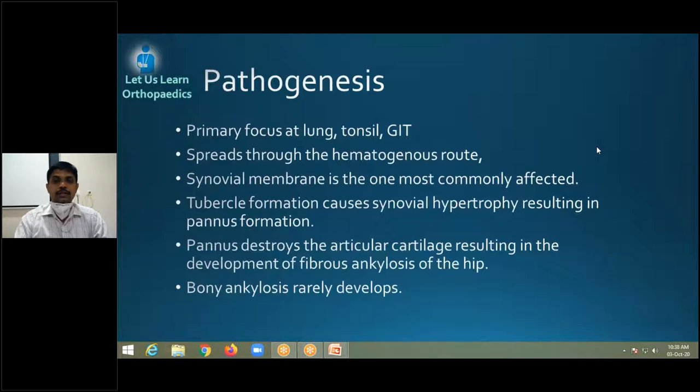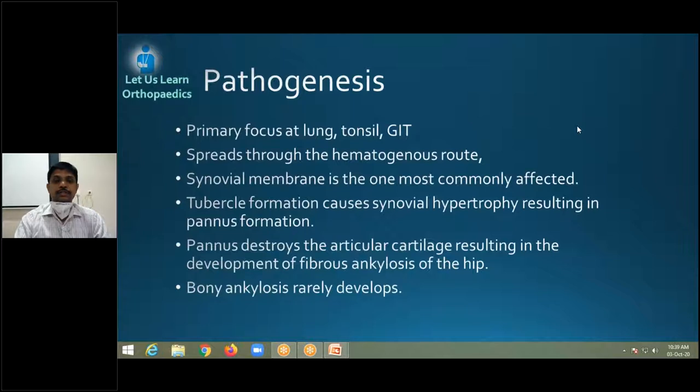The articular cartilage of the hip joint, involving the cartilaginous surface of the femoral head and cartilaginous surface of the acetabulum, are destroyed by the proliferation of this pannus because of mediators released in chronic inflammation, and it leads to the destruction of the articular cartilage. So once the cartilage has been destroyed, the underlying subchondral bone of the femoral head and the acetabulum is exposed. Once the bone has been exposed, there will be fusion or fibrous ankylosis initially, but bony ankylosis is very uncommon in tuberculosis because the destruction in tuberculosis is mostly a chronic process. It is not like an acute process like in septic arthritis.